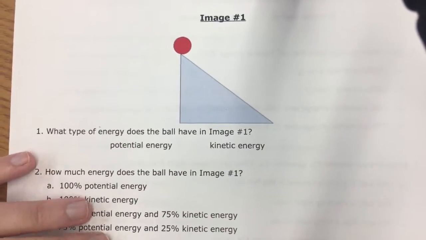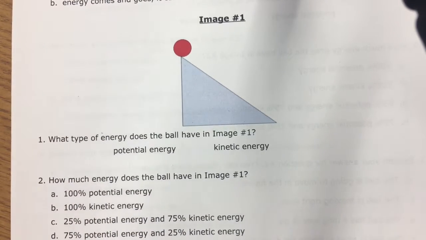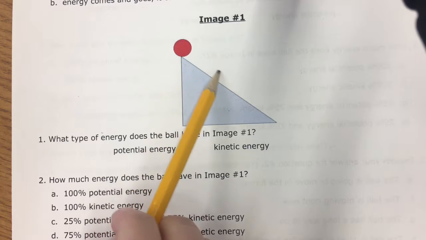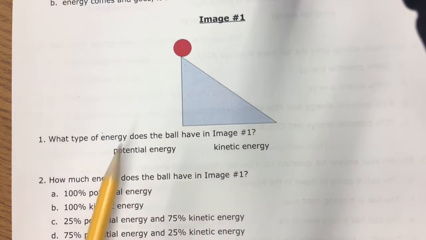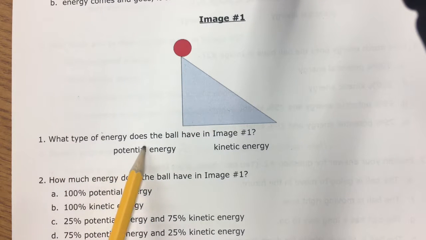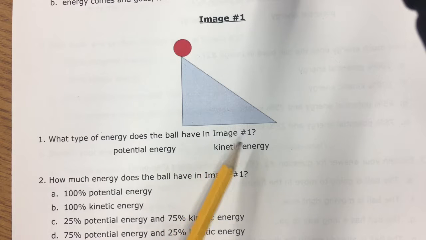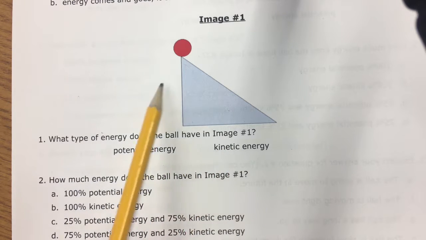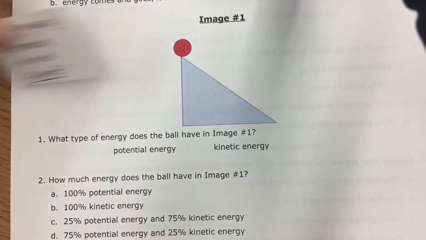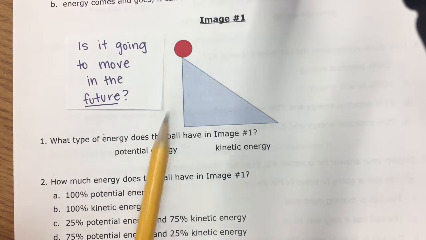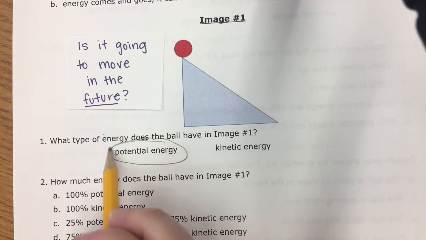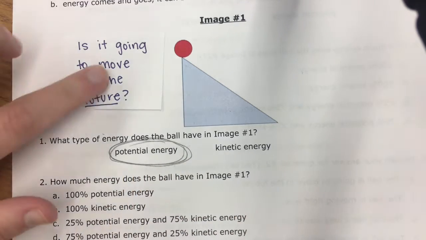Image 1. Let's move on. So this is image number 1. We have a ball right here and a ramp, and we can assume that gravity is going to pull the ball down the ramp. So question 1, what type of energy does the ball have in image number 1? So ask yourselves the questions. Is it going to move in the future? Yeah, it's going to move in the future. So I know it has potential energy, and follow along, circle potential energy.